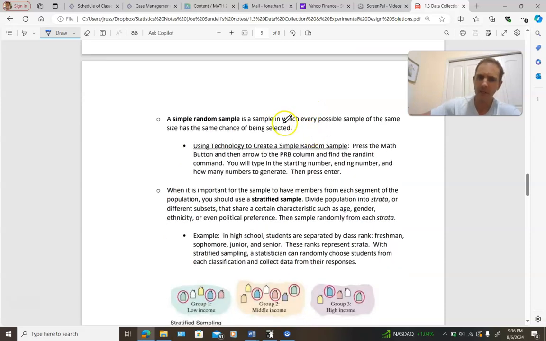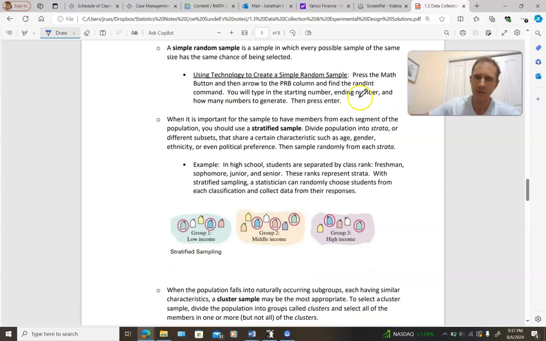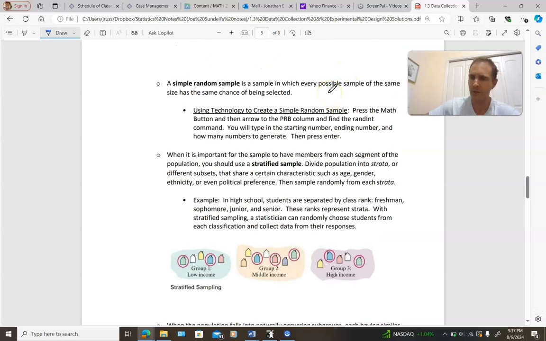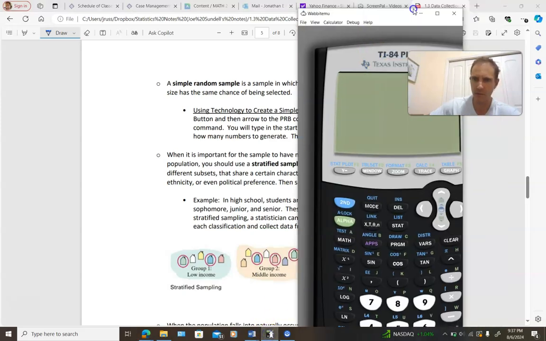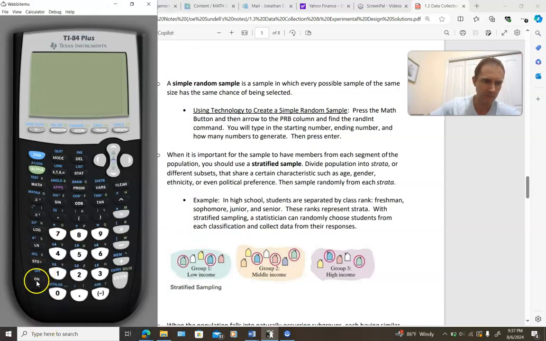All right, and we can use technology to help us create a simple random sample, and I'm going to show you guys this. We can use our TI-84 calculators. There's other software. You can use Excel. There's probably all kinds of free software online that will generate random numbers. It tells us here that you're going to press the math button, so I'm going to demonstrate this for you. Let's clear this screen.